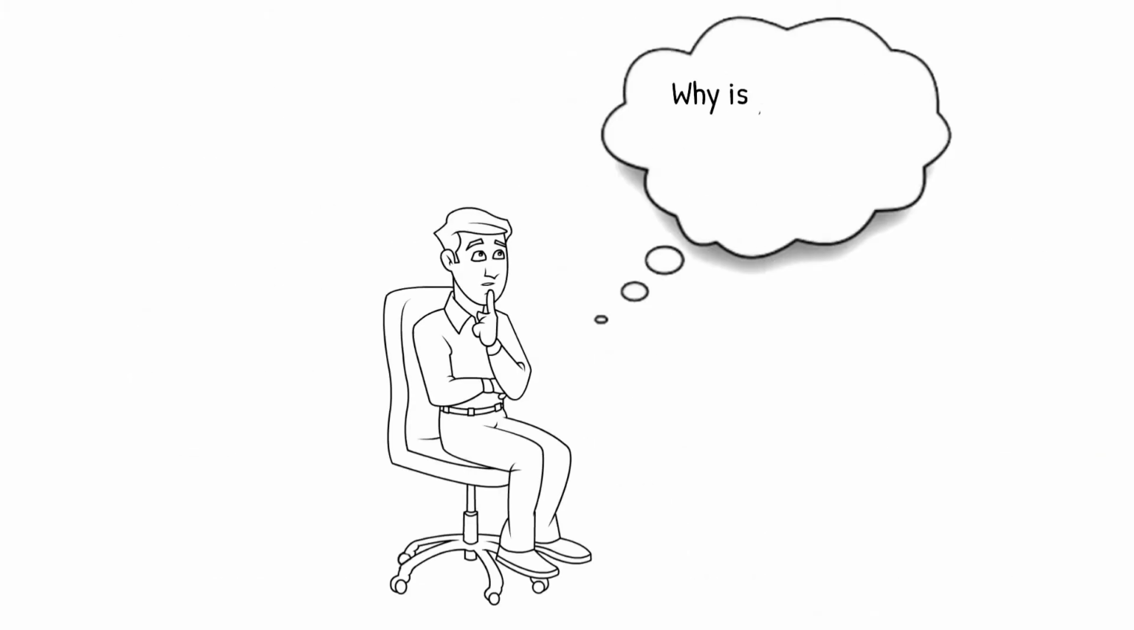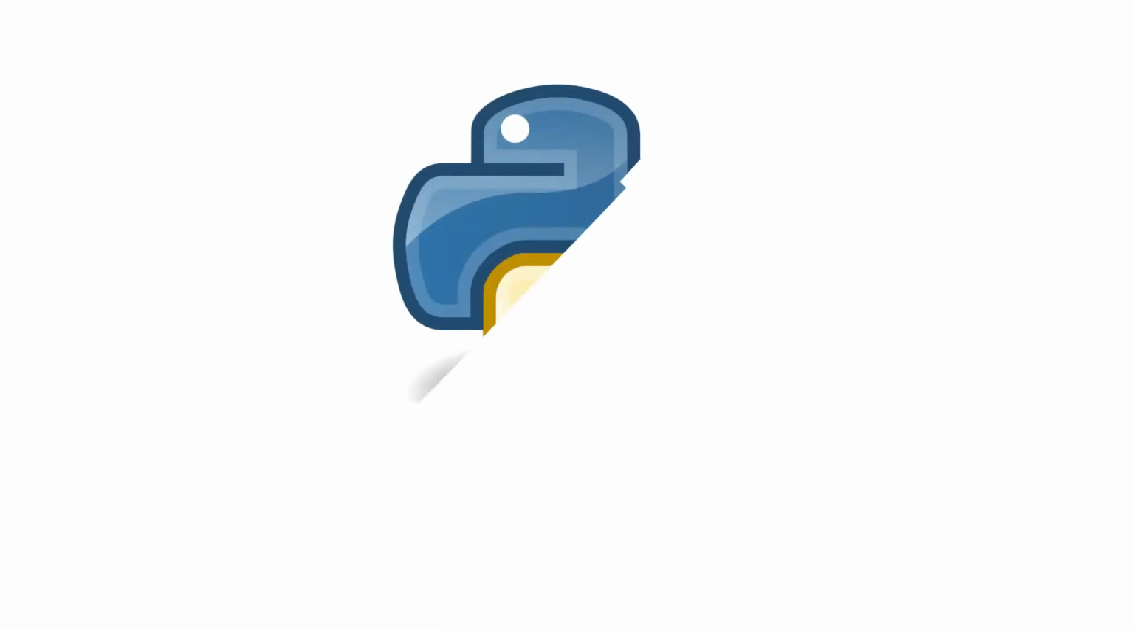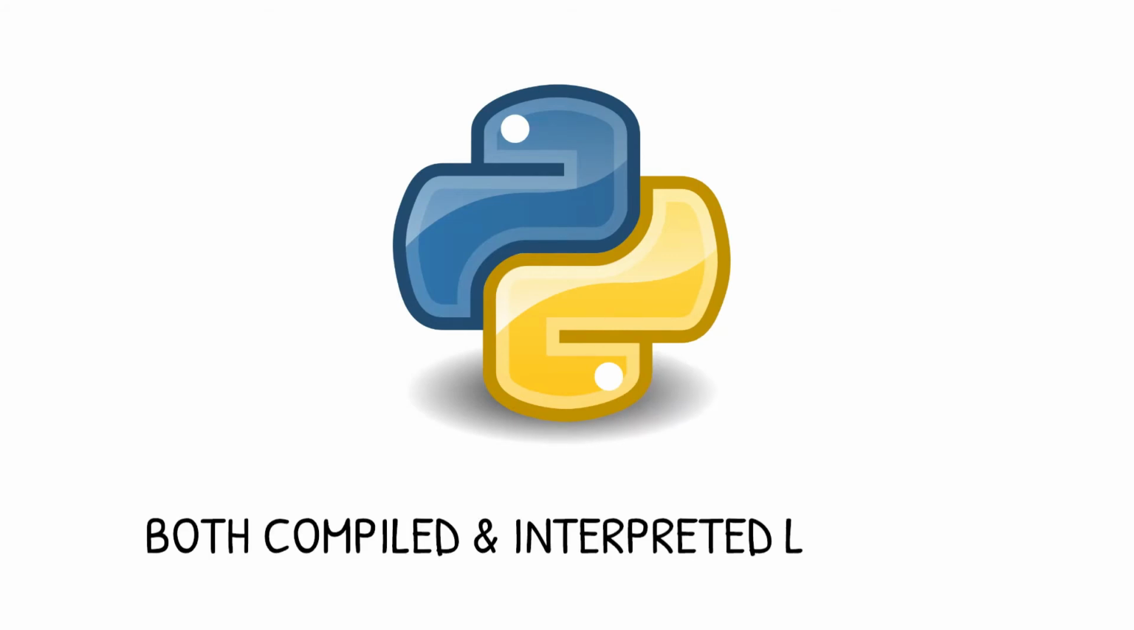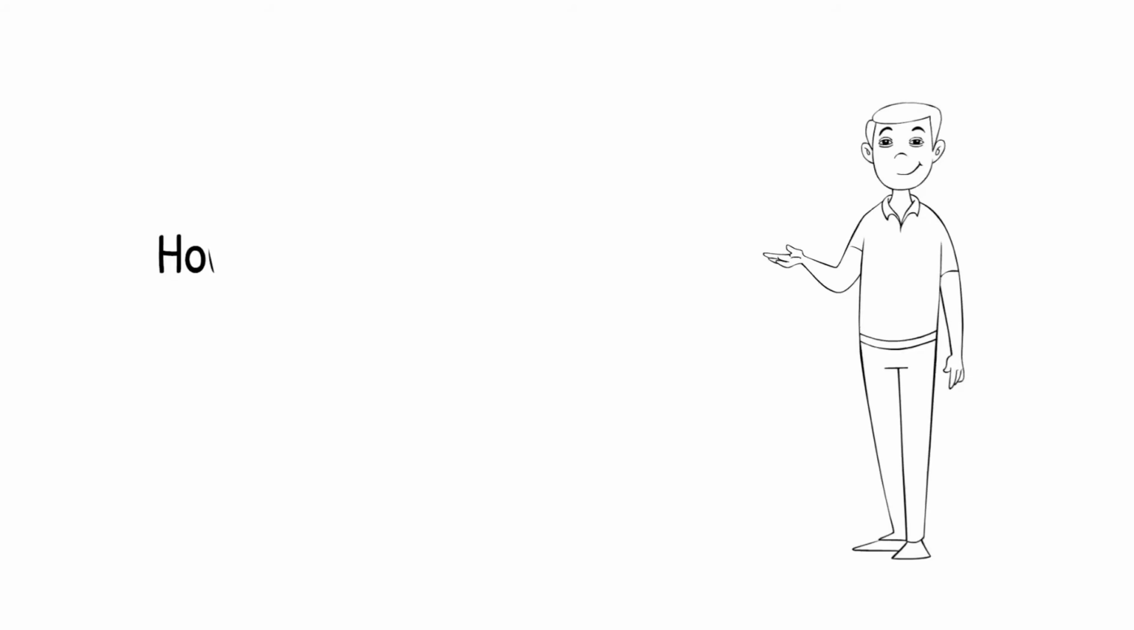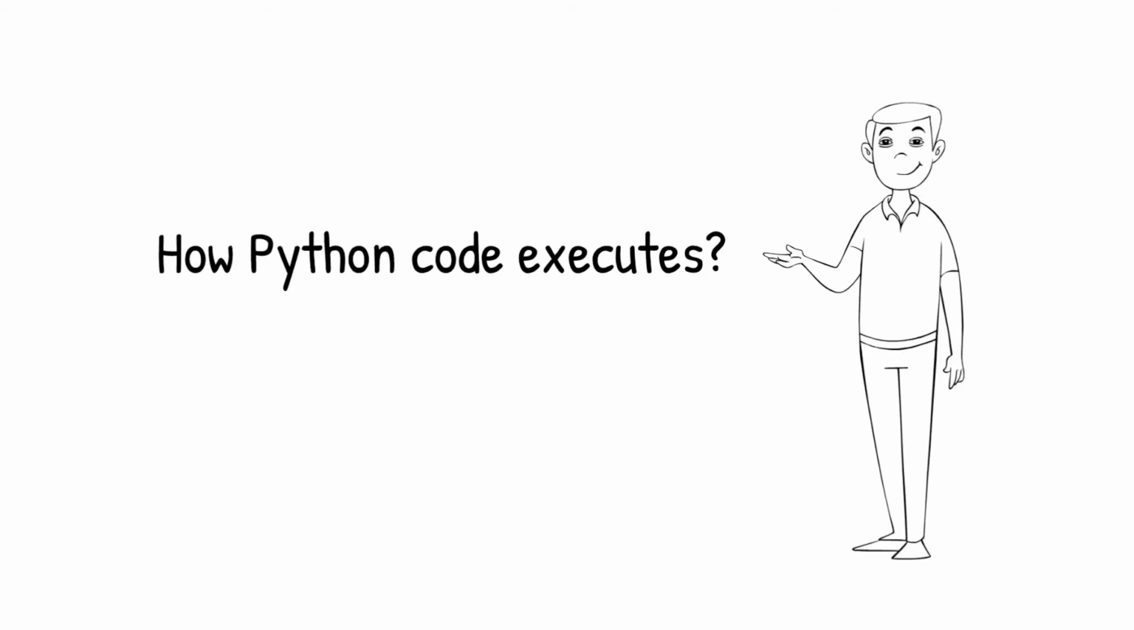Now you may have a question, why is Python called an interpreted language in many books and articles? The answer is simply because it involves the process of interpretation in its execution flow. But in reality, Python is both compiled and interpreted language. Now let us get into the Python code execution part, and see how it happens.